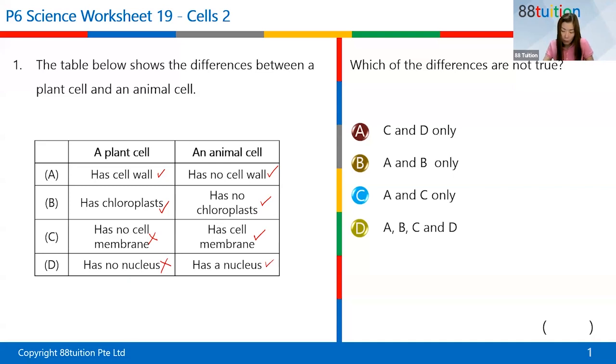So quite obvious, okay. Which of the differences are not true? We have C and D. I think the person who chose the answer which is not A thought that it was asking for the correct differences, is it? Is that right? Yeah? Okay, no worries. So at least now you understand.